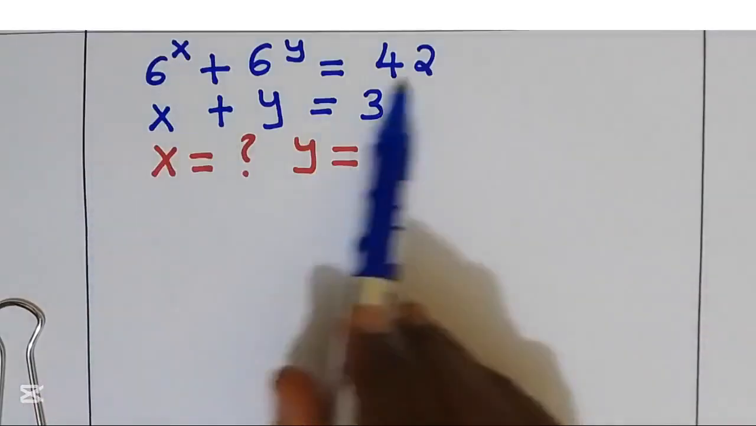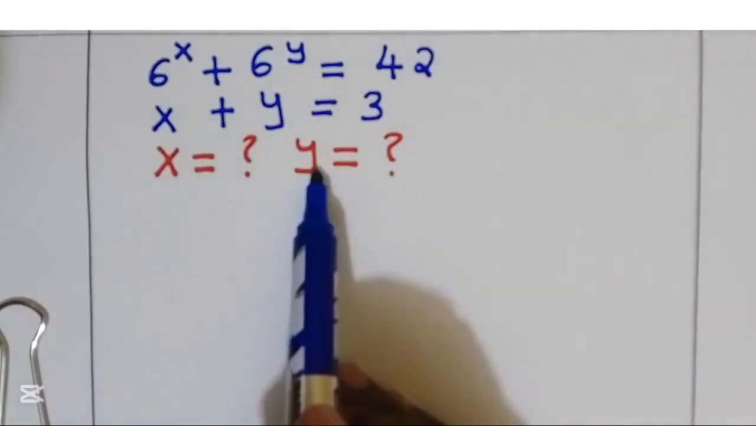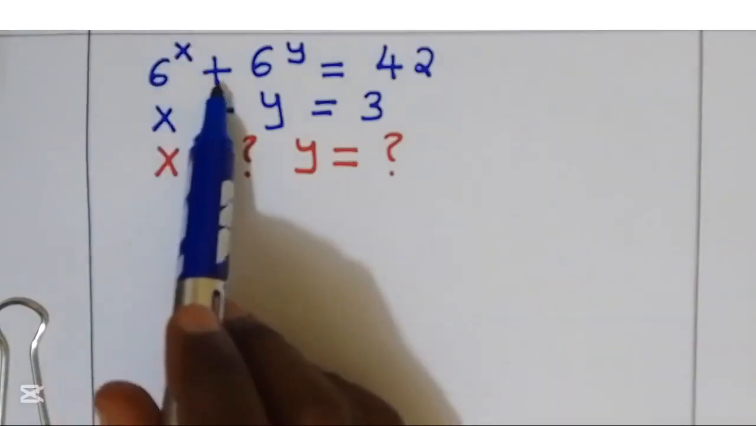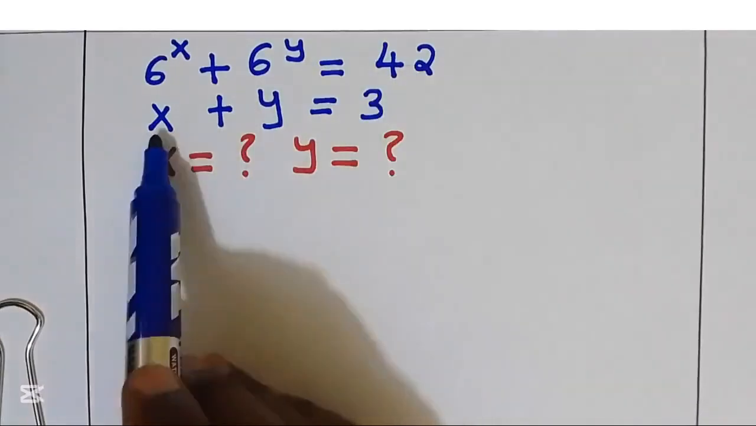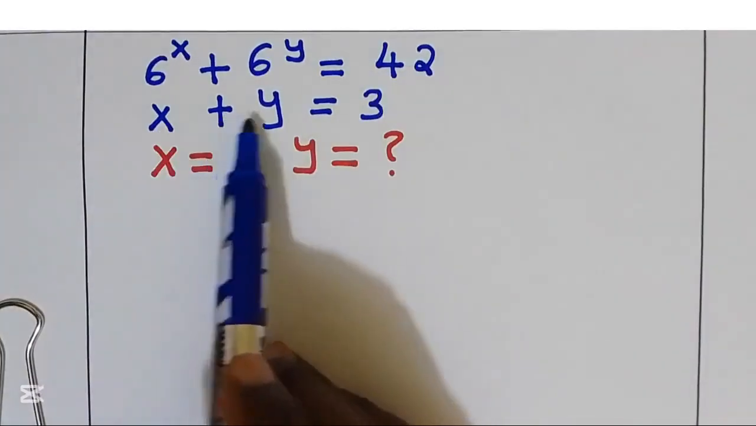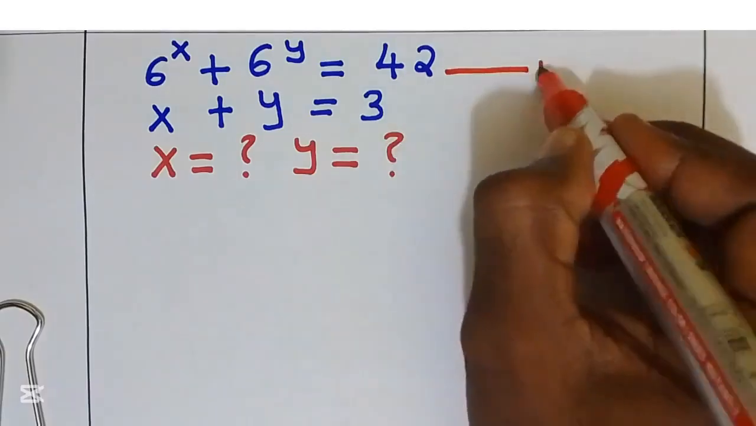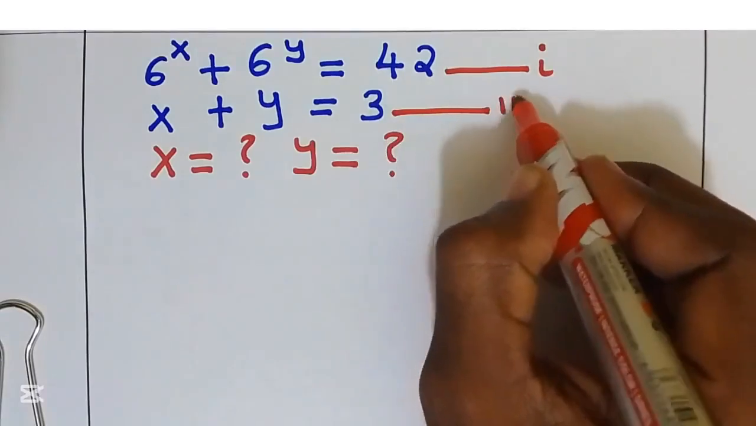We have a question here in front of us. We need to solve for x and y. They gave us 6 power x plus 6 power y, this is equal to 42, and x plus y, this is equal to 3. I will call this equation 1, and I'm going to call this equation 2.